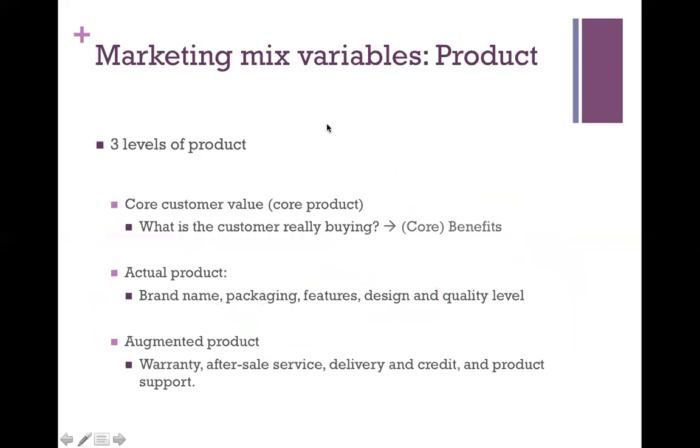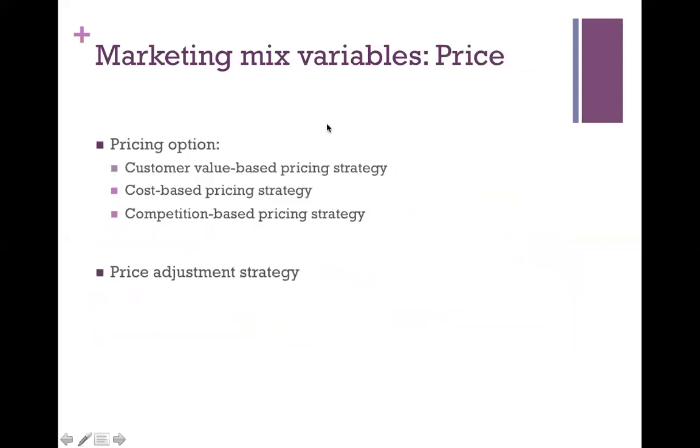3 levels of product. The next thing is about the price. There are 2 things that you need to include in your pricing strategy. The first one is pricing option. There are 3 options here: the customer value-based pricing strategy, cost-based pricing strategy, and the last one is competition-based pricing strategy.